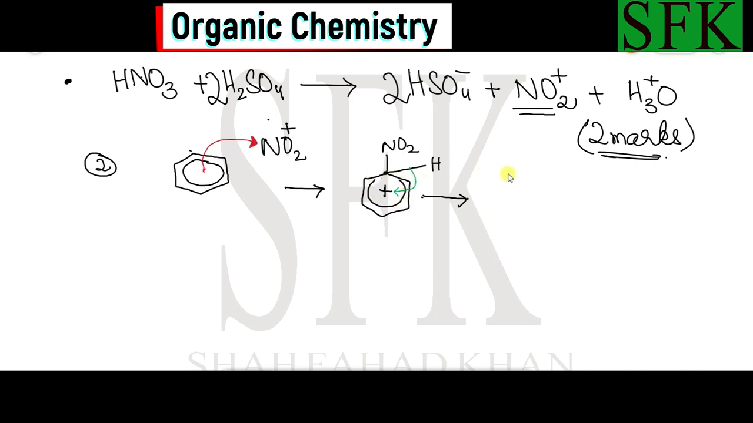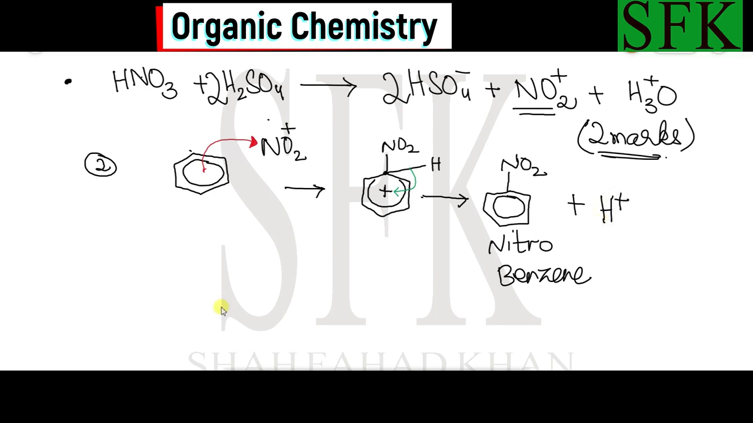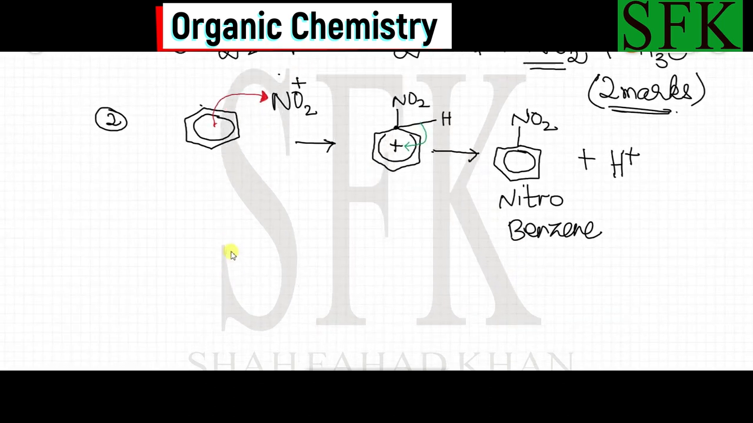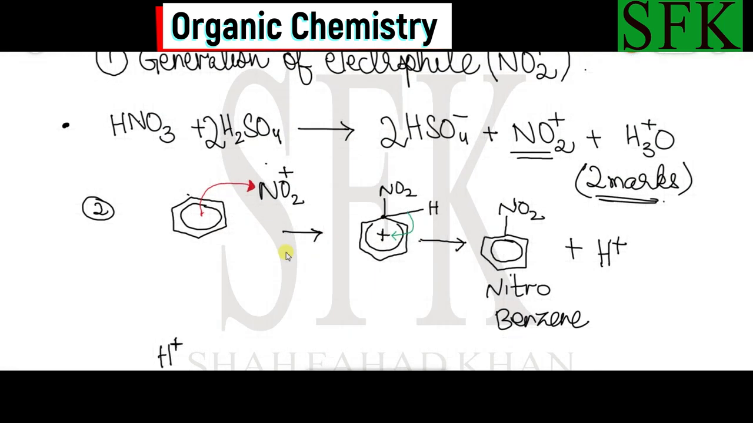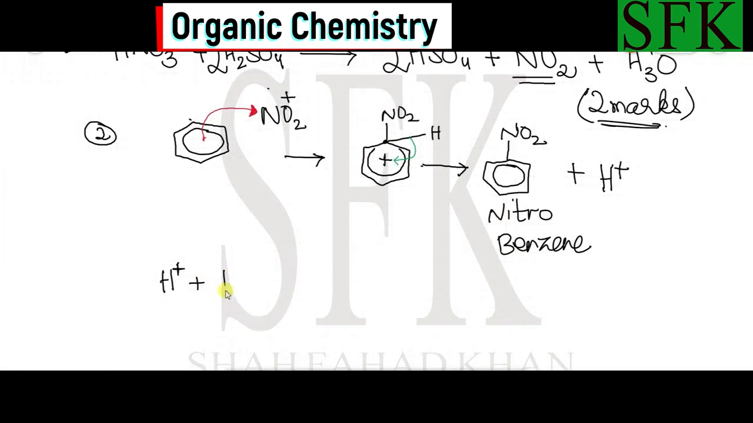the electron cloud inside is restored, forming the ring again, and our product, the nitrated benzene ring. This nitrated benzene ring is known as nitrobenzene, and we get H positive as the byproduct because H has lost its electron. Now the last step of this mechanism is this H positive, which reacts with the hydrogen sulfate ions which were formed initially and forms sulfuric acid again.